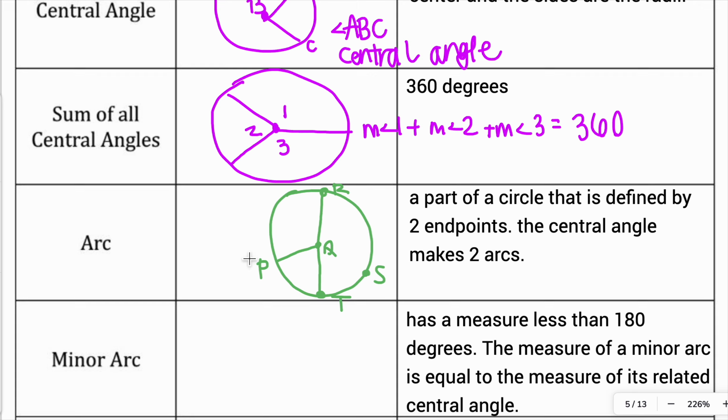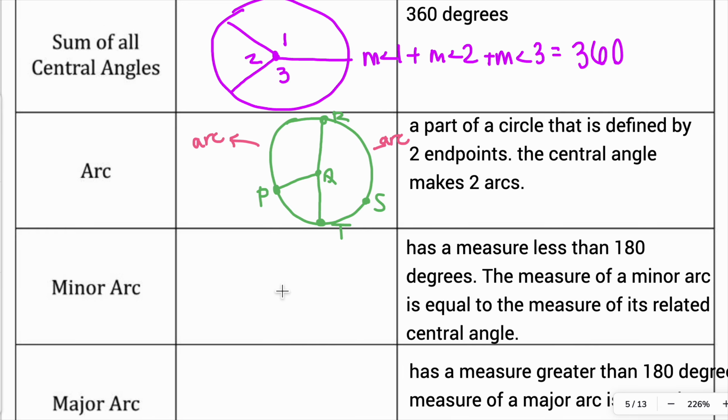Okay, so an arc could be any part of the circle that has two endpoints. So like P to R, that's an arc, or R to S, that's also an arc. Okay, so a part of a circle that's defined by two endpoints, so like R, P, and T, and S, those are all endpoints, and any in between any of those two endpoints is considered an arc.